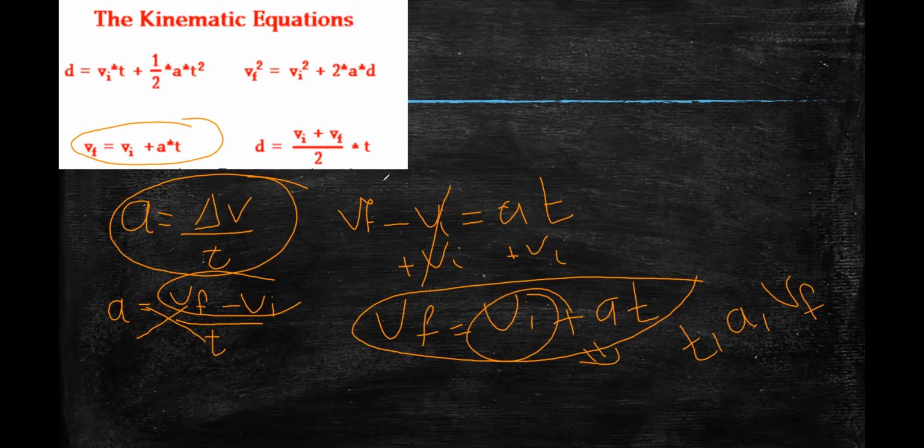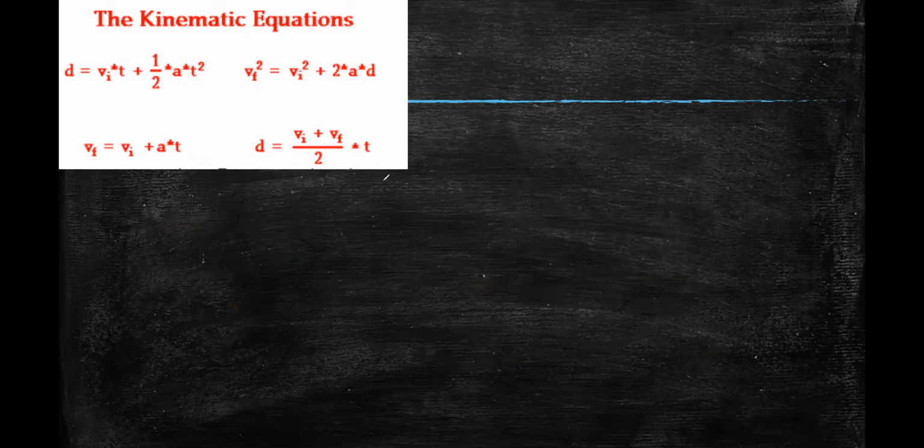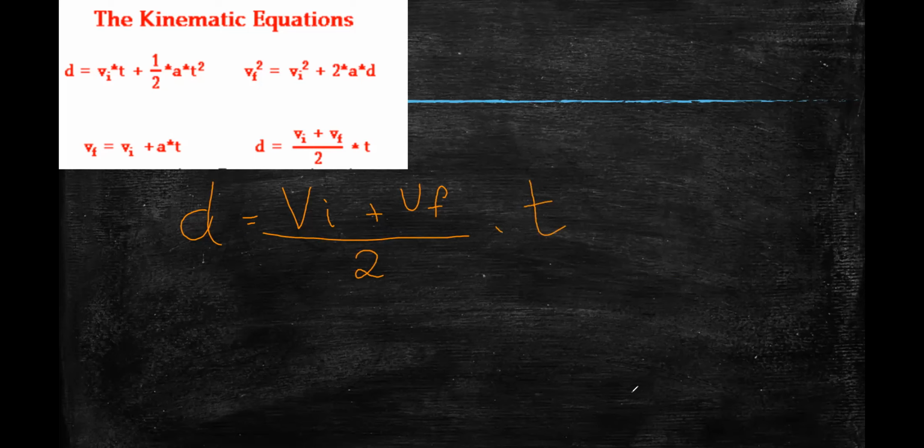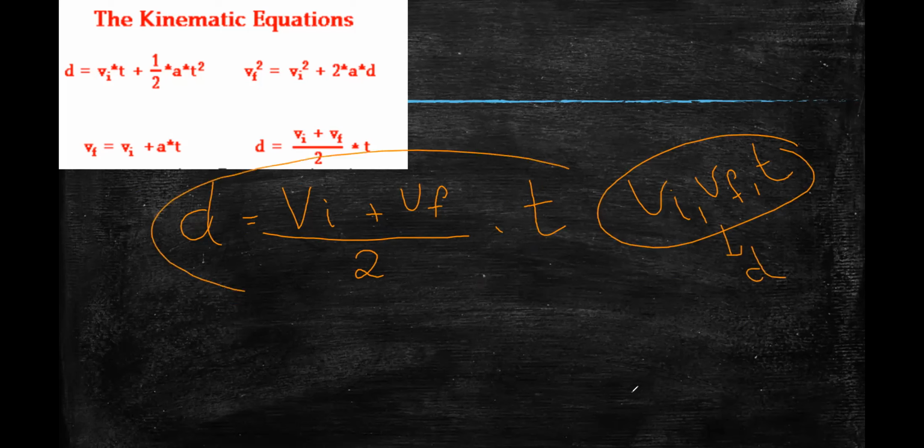Now, let's talk about the last one. In the last one, the distance is v initial plus v final over 2, times t. If you have v initial, if you have v final, if you have the time, and you need to find the distance, you can use this formula. Is it clear now?